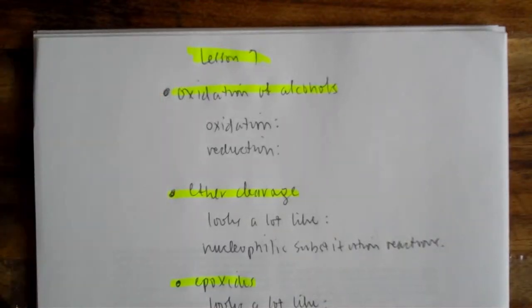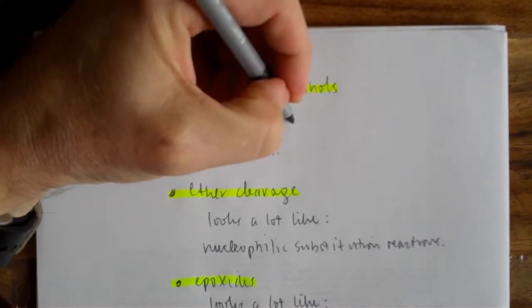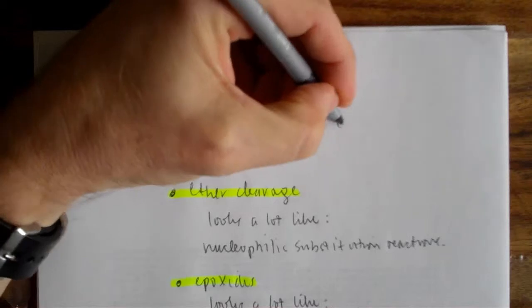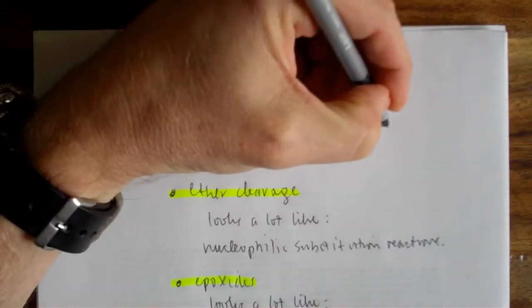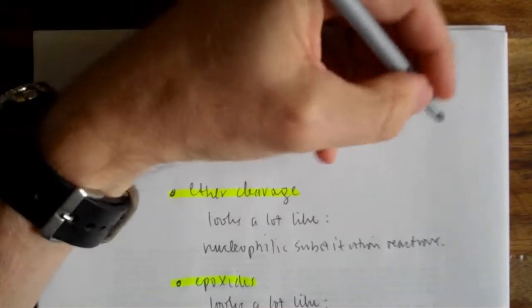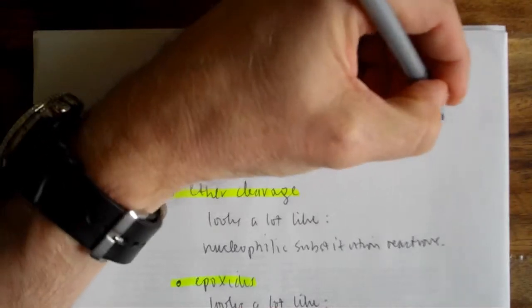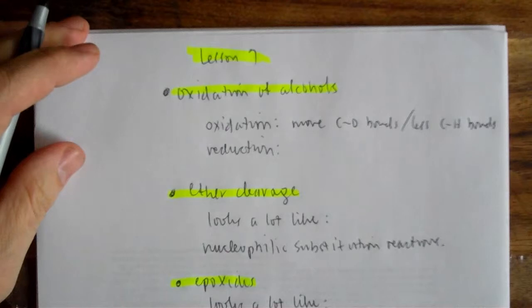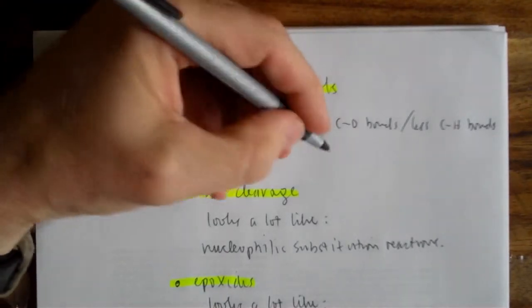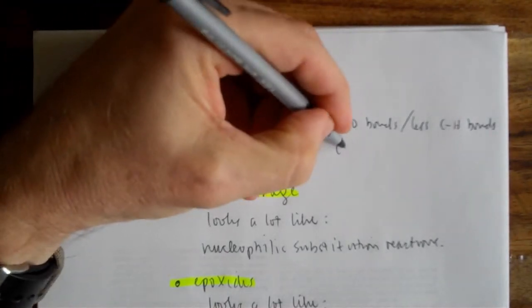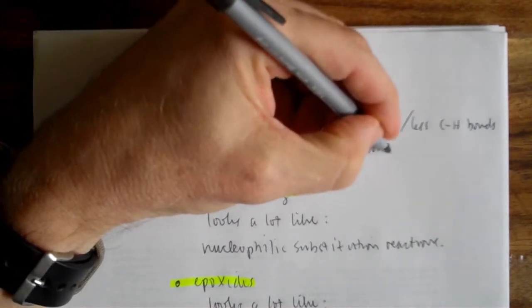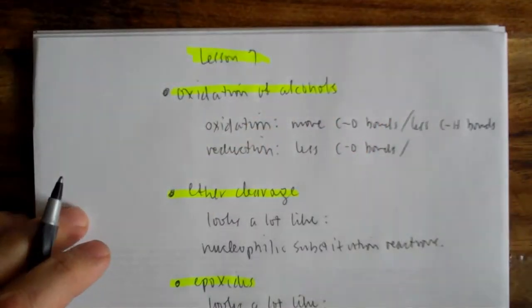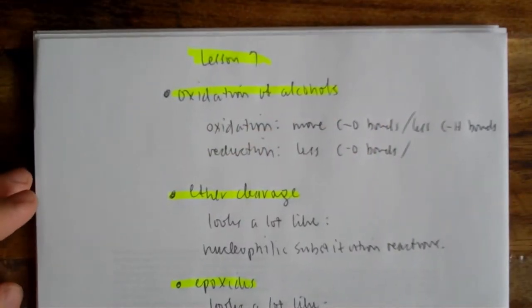Okay. So first of all, with oxidation of alcohols, let's define what we mean by oxidation. And this is not necessarily the same language that we used in organic or in Gen Chem, but oxidation is generally going to be more carbon-oxygen bonds or less carbon-hydrogen bonds. Okay? And reduction is just the opposite. Less carbon-oxygen bonds and more carbon-hydrogen bonds. Okay? So that's generally what we mean by oxidation.